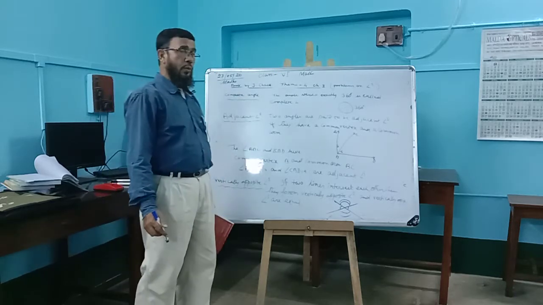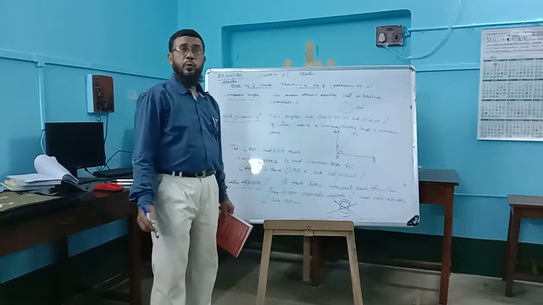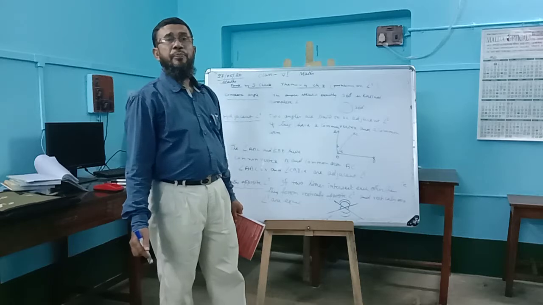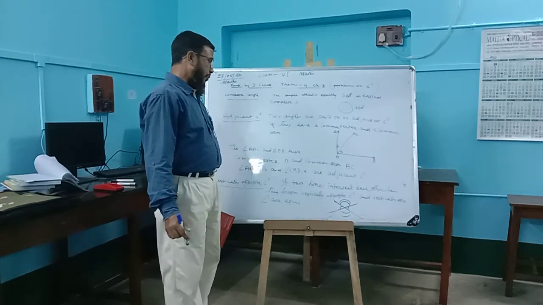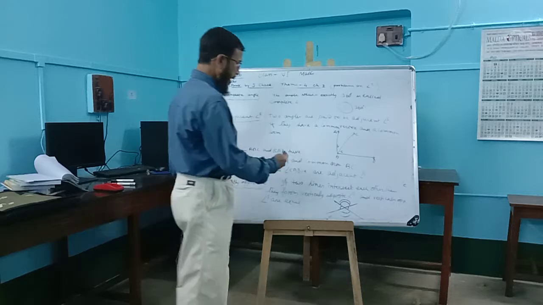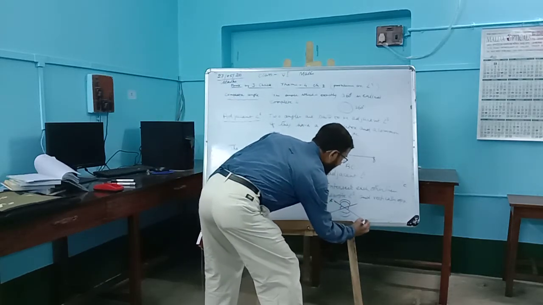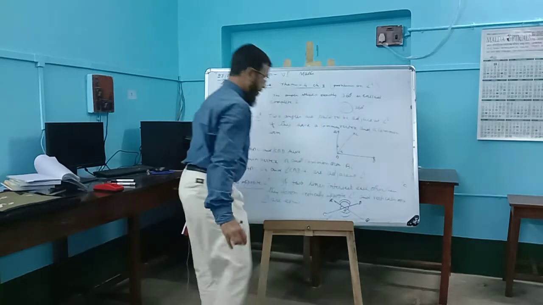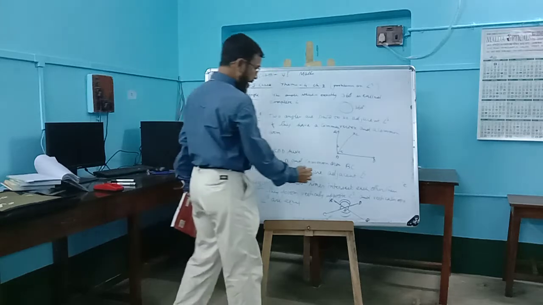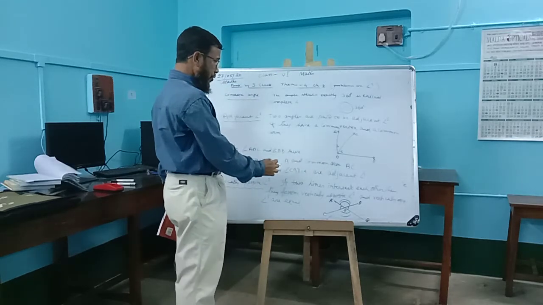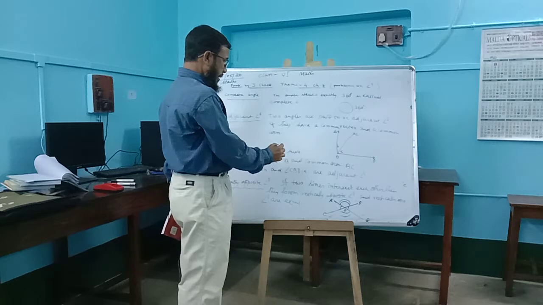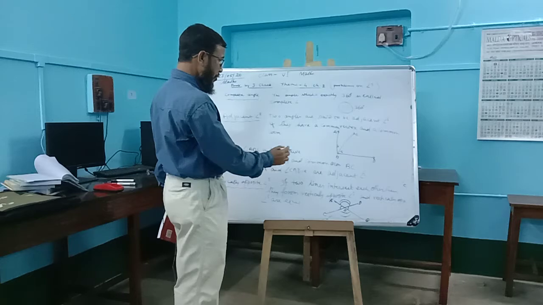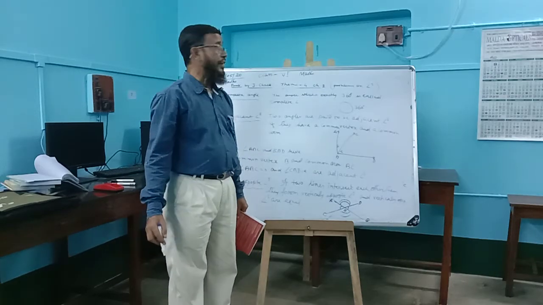Next, vertically opposite angles. If two lines intersect at a point, then they form vertically opposite angles. Two straight lines, suppose AB and CD, intersect at O, then they form angles AOC equal to BOD, AOD equal to COD. Vertically opposite angles are equal.